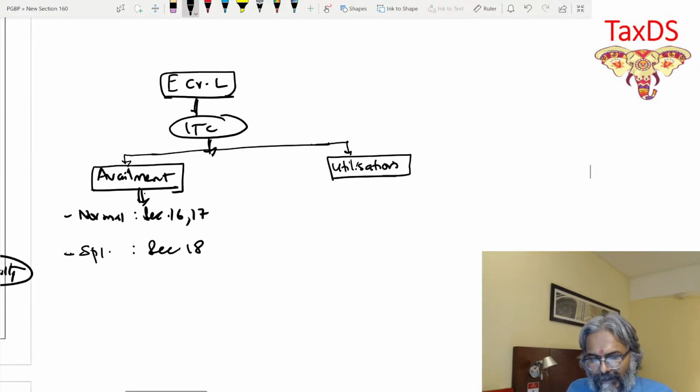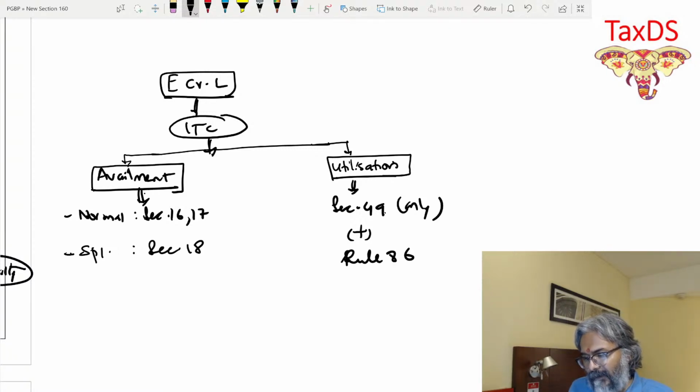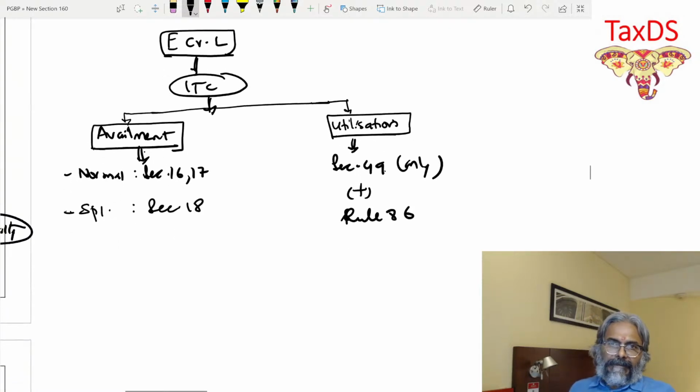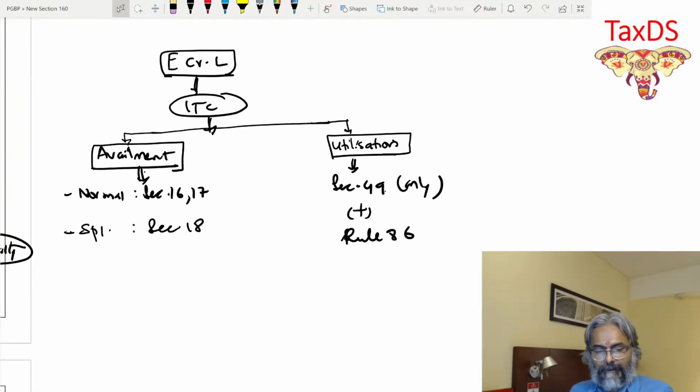So far as utilization is concerned, in this case there is only one section, and that is section 49, which is there for the purpose of utilization. Along with that, there is rule number 86. So that exactly is the point.